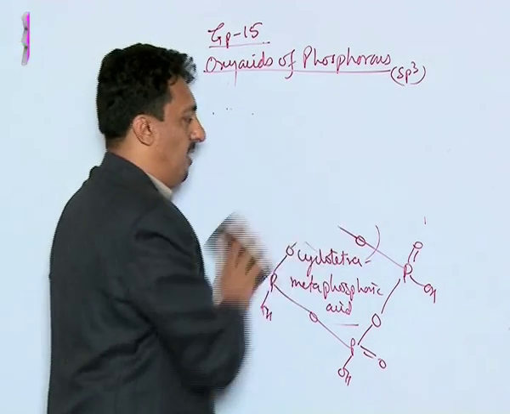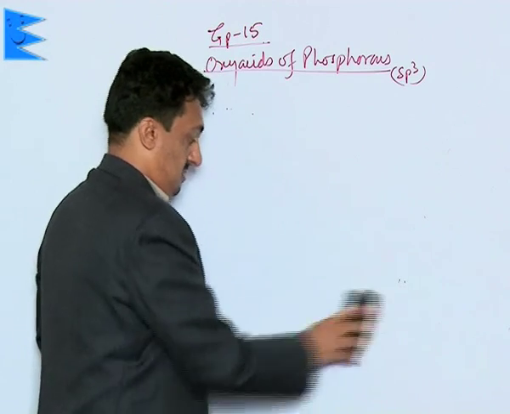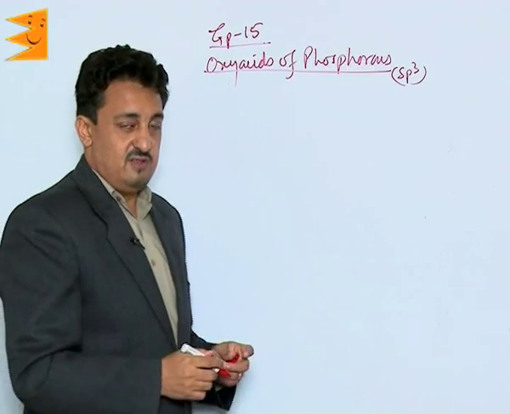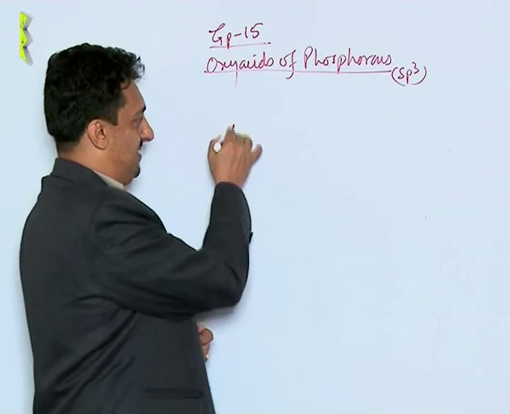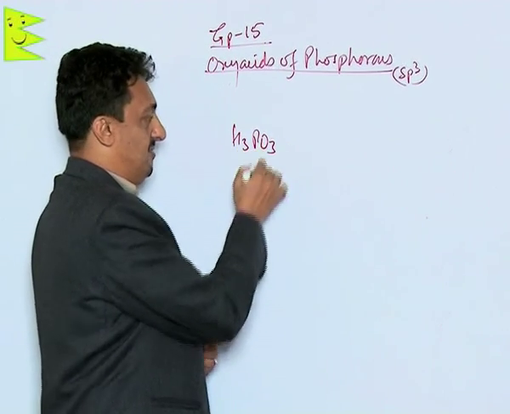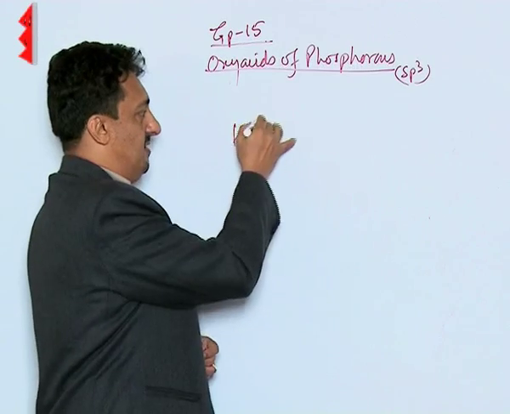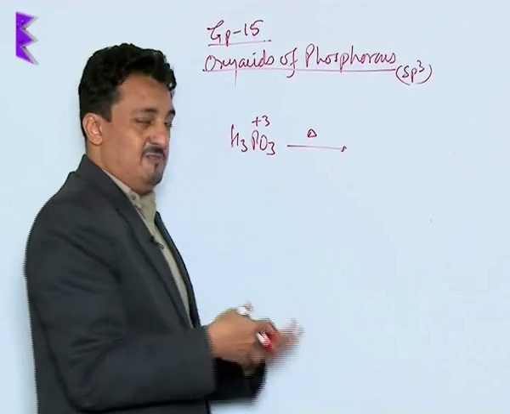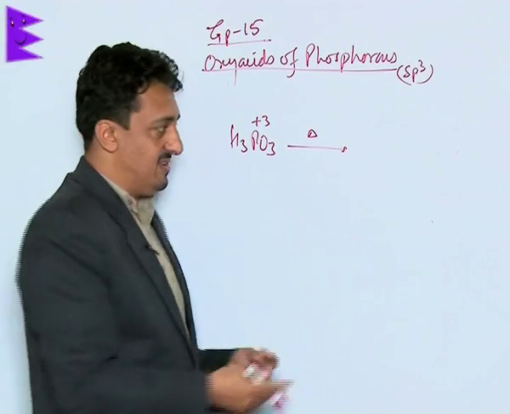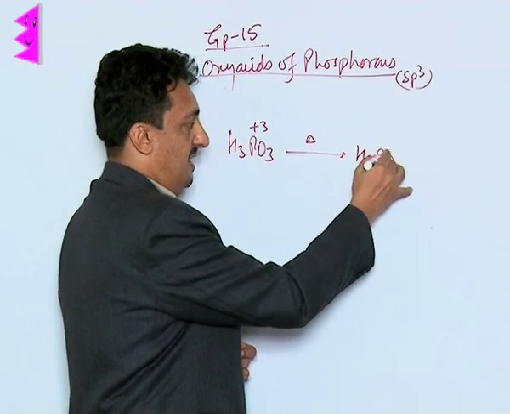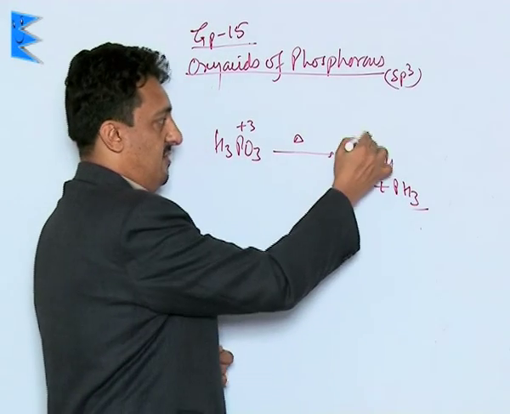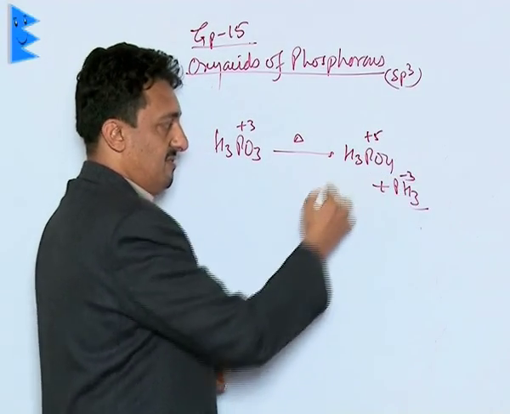Now, an important property of the oxyacids of phosphorus. The oxyacids of phosphorus which are existing in +3 state like this one, H3PO3, which is called phosphorus acid, in which phosphorus is present in +3 state. When heated, they show a disproportionation reaction, which shows that they are not very stable, and it forms phosphoric acid, H3PO4, and phosphine, where it gets oxidized to +5 and reduced to -3.